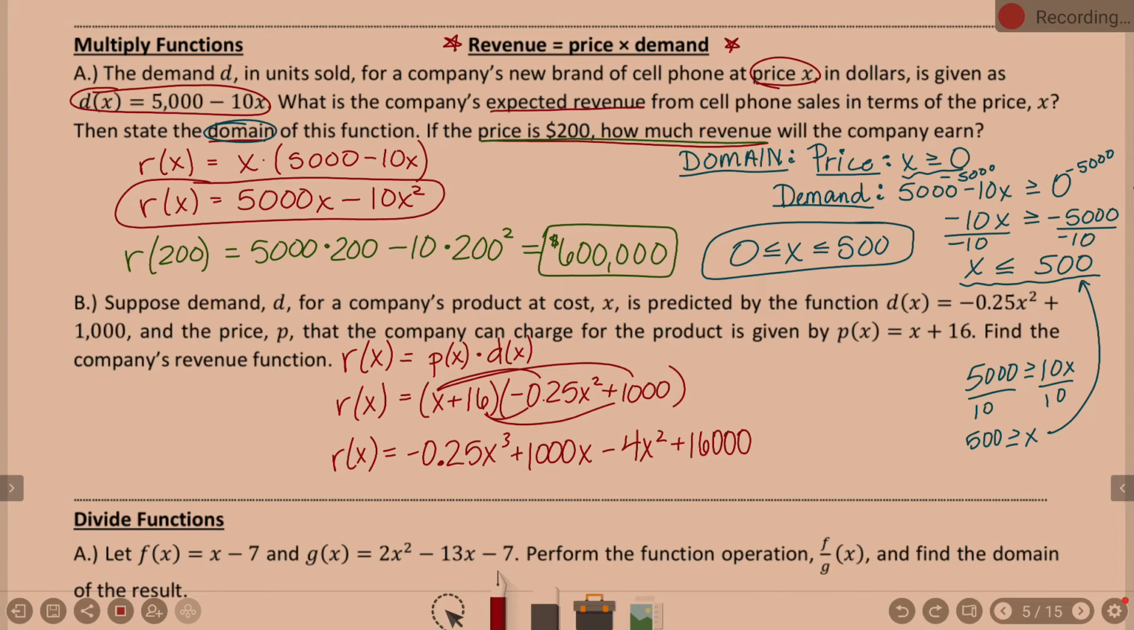It said find the company's revenue function. Guess what this is? This is their function representing revenue. So that is the revenue function there. Okay. So multiplying, but also talking a little bit about revenue there.